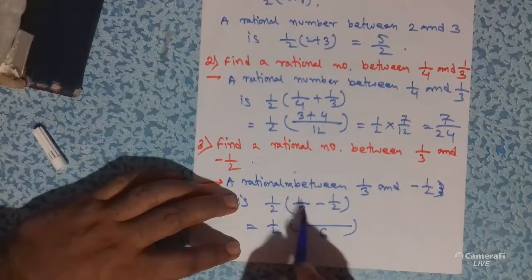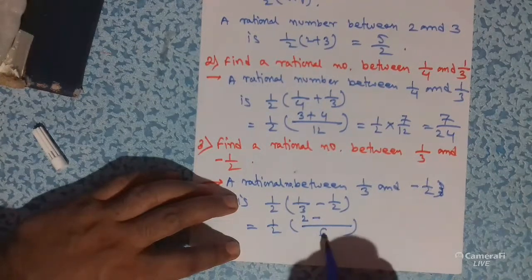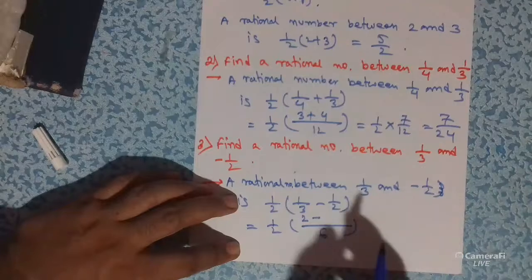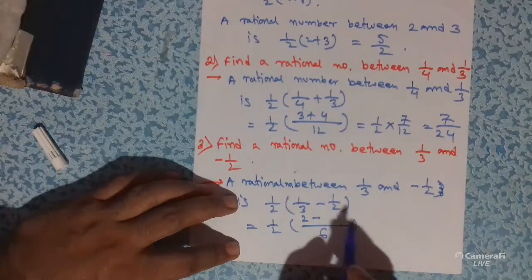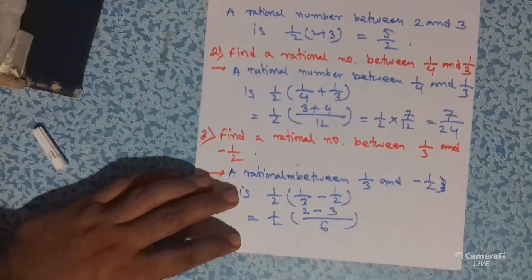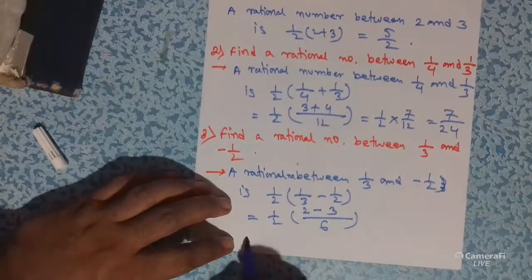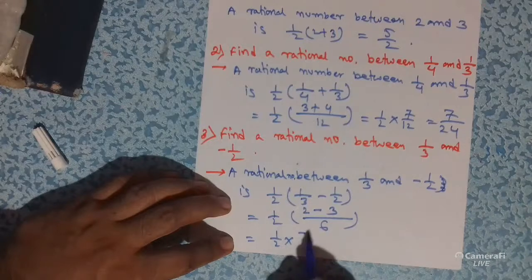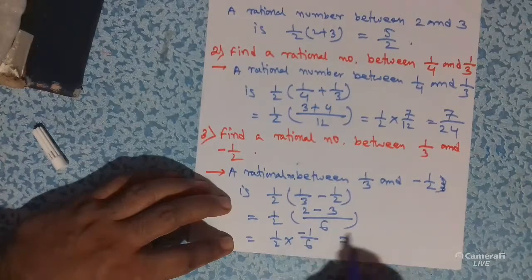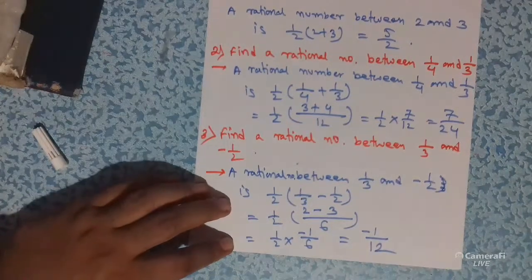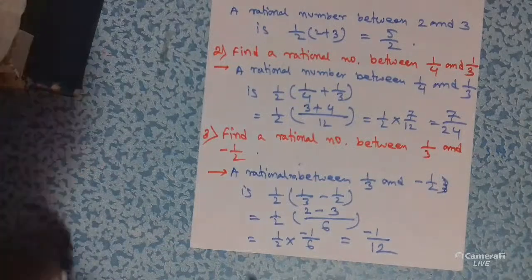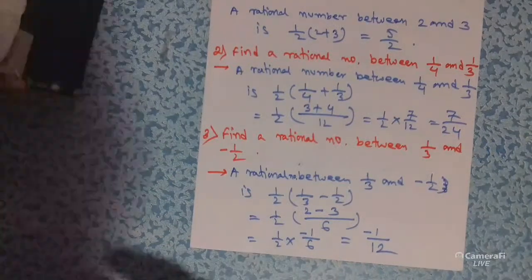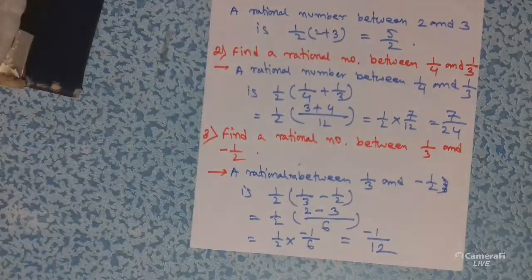6 divided by 3 is 2 and 2 multiply 1 is 2, and 6 divided by 2 is 3 and 3 multiply 1 is 3. Okay, now half of minus 3 and plus 2, it is minus 1, so minus 1 by 6 is equals to 1 multiply minus 1 is minus 1, and 6 multiply 2 is 12. So minus 1 by 12 is the correct answer. Well done students. Now solve the next one.